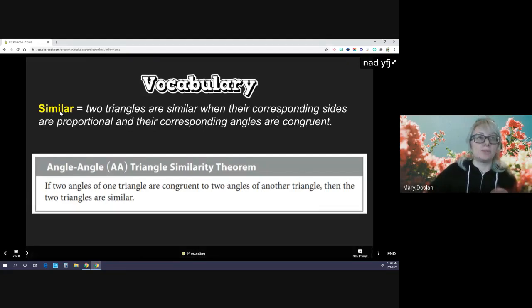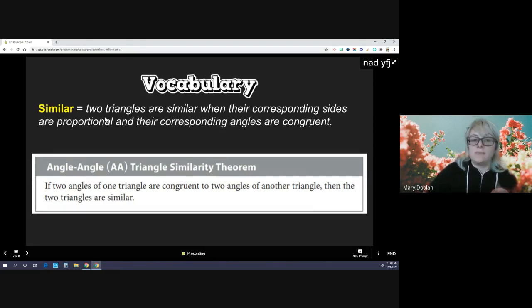And when they're similar, it turns out that their corresponding side lengths are in proportion to one another. So we'll actually be able to solve problems with missing side lengths, where we can set up proportions and then do some algebra and figure it out.